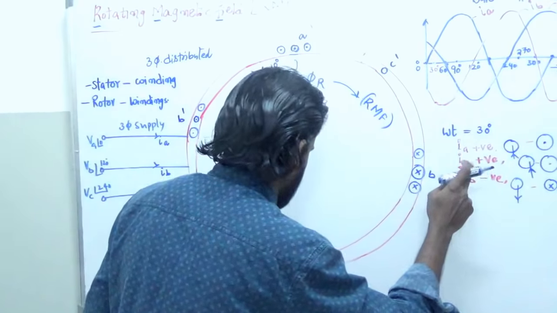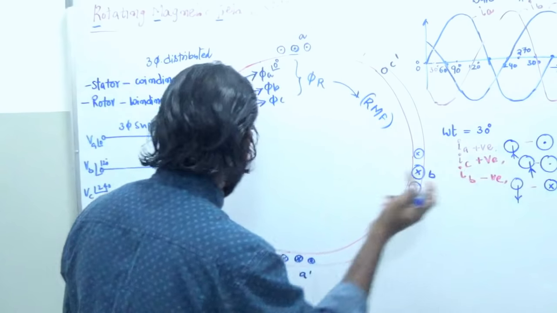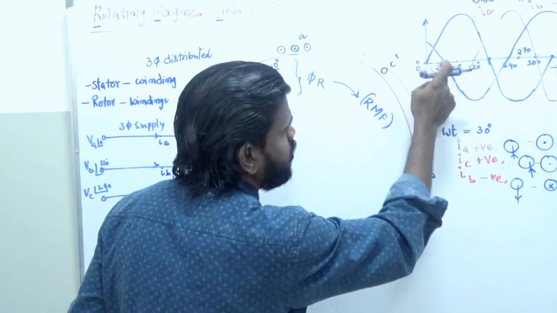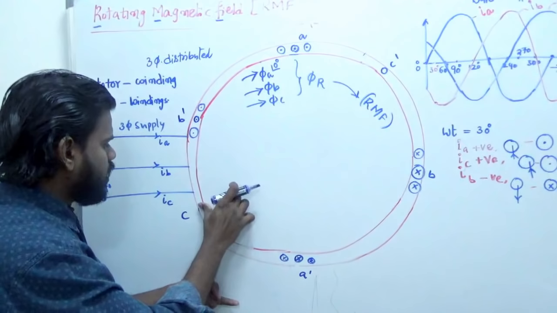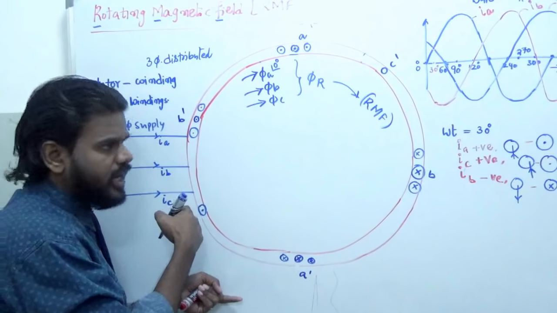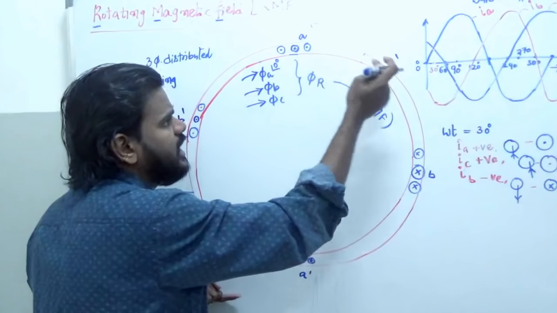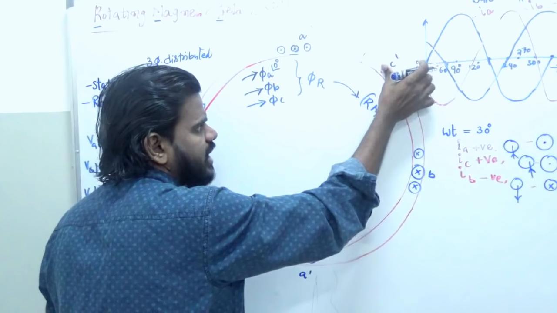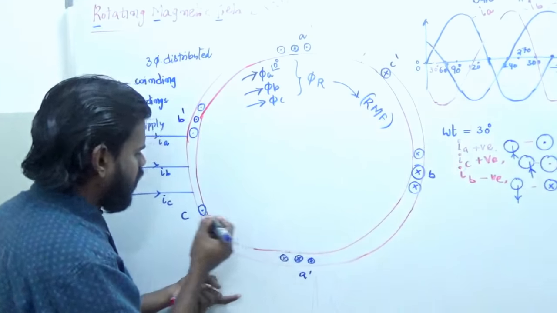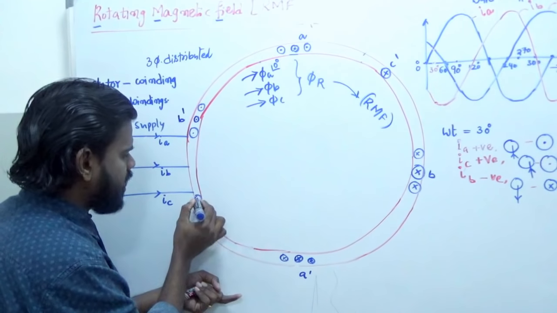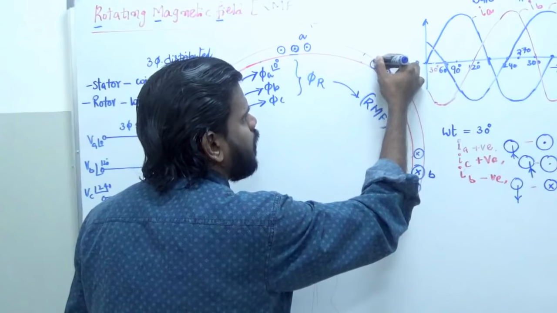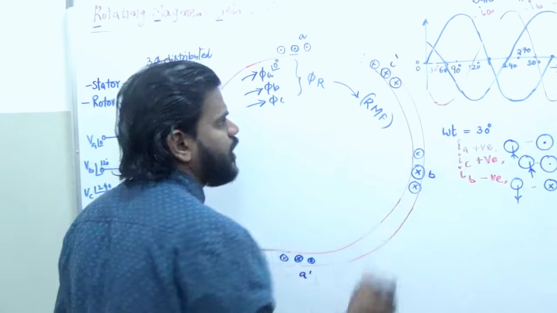And what about IC? IC is also positive. So here the current is going in, and here the current is coming out. Let me indicate that with a bigger one. I have taken only one, but if you want, you can take more, maybe 3. The current is going in all these 3 because these are all phase C conductors, and here the current is coming out. That's okay, right?